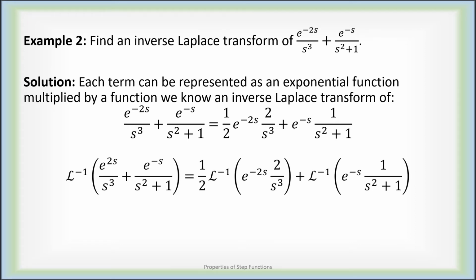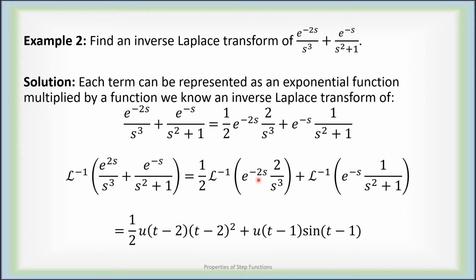So if I hit both sides with an inverse Laplace transform here, we factor that 1/2 out of the first term and otherwise rely on linearity. And now here we have e to the minus 2s, and this we recognize as the Laplace transform of t squared. However, since it's being multiplied by this exponential, we get a step function u of t minus 2, and instead of t squared, it's t minus 2 squared.